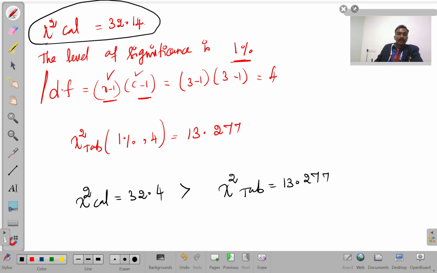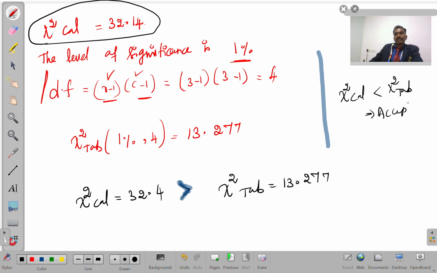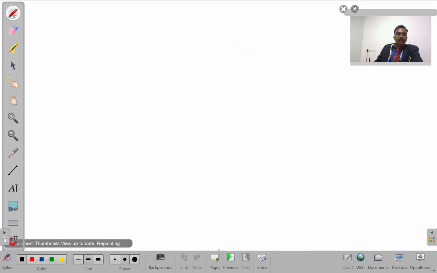Here the calculated value is greater than the table value. Keep a note: if the chi-square calculated value is less than the chi-square table value, then we always accept H0. This is the standard result. But here the chi-square calculated value is greater than the chi-square table value, so we reject H0.